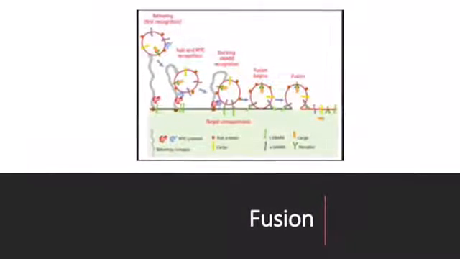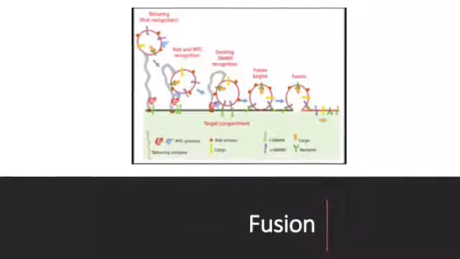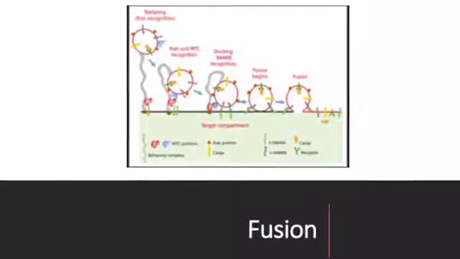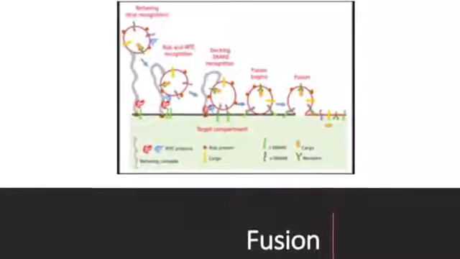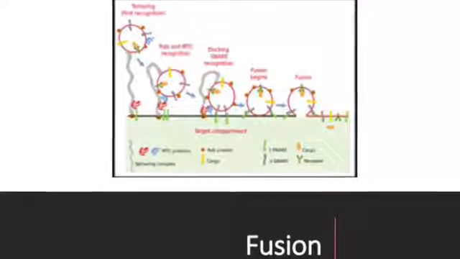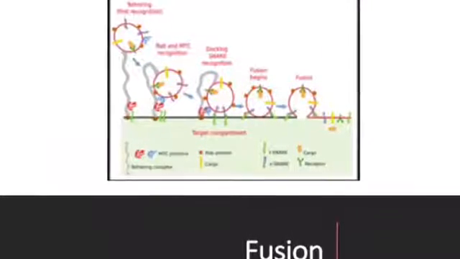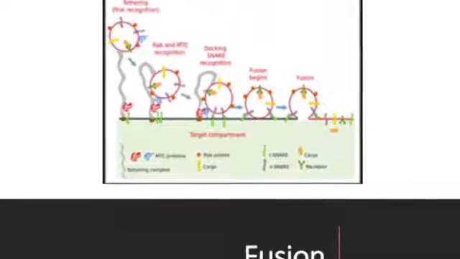The final step is fusion. Fusion can only happen once the vesicle is fully docked and anchored down on the target's membrane. The vesicles will then shed their protein coat or cage structure. Before the fusion process can actively start, a cellular signal must be given to the vesicle.